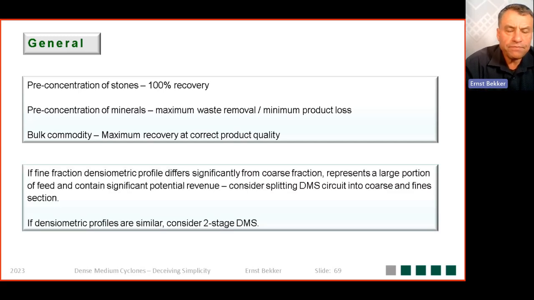If you've got a fine fraction which is a significant portion, and it can have a large potential revenue, and the cut density or the densimetric profile indicates that this portion can be maximized by operating at a different cut density, then it may be worthwhile to consider splitting the dense medium circuit into a coarse and a fine section. It does increase the complexity of the dense medium process, but it may benefit the potential revenue that you can get from the process.